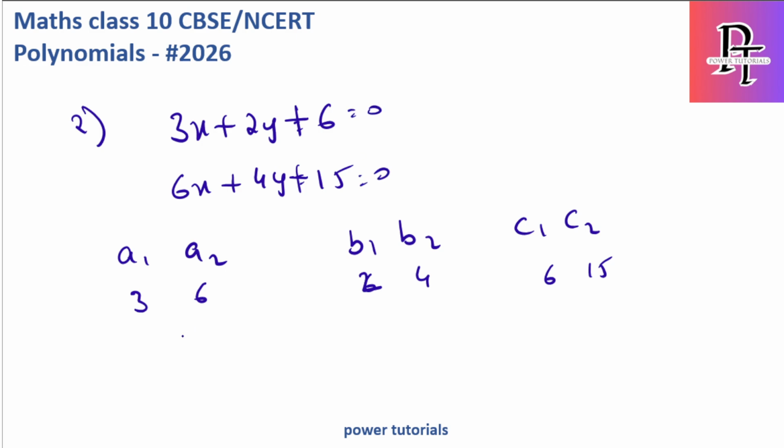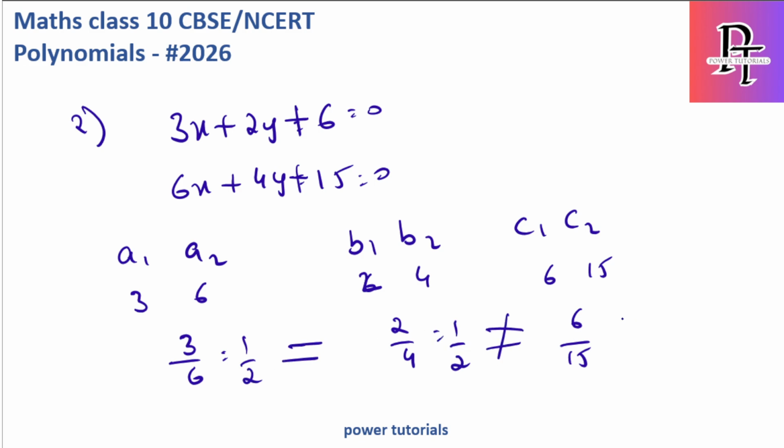Okay, what is a1 by a2 now? 3 by 6, b1 by b2 is 2 by 4, c1 by c2 is 6 by 15. Here itself I can say this value is 1 by 2, which is equal to 1 by 2 and not equal to 3 by 5. 6 by 15 I can write as 3 by 5. So a1 by a2 is equal to b1 by b2 not equal to c1 by c2.